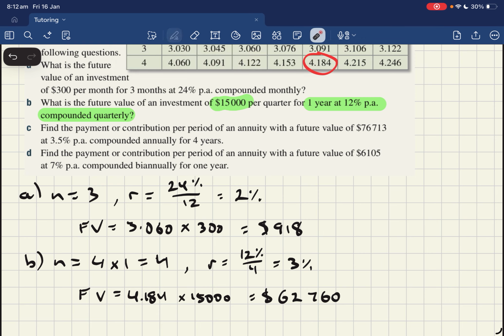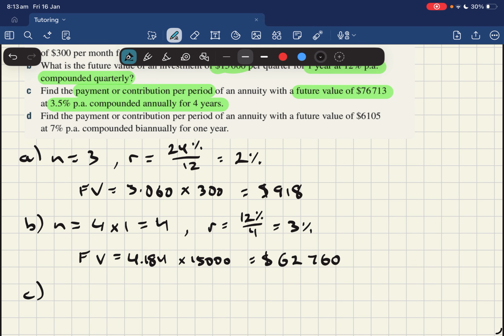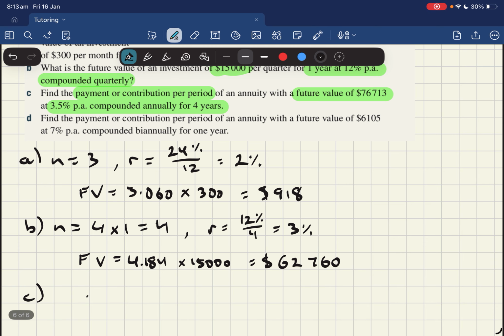Okay, now part C and part D are different. If you read the question, here it's asking us to find the payment or contribution per period. So we're not finding the future value. We've been given a future value and we've been given the rate and the number of years. So we still have to find the intersection, but when we do this, we're going to find the payment in a slightly different way. Now, part C, I'm going to find everything I need. We've been given a future value, 76,713. We need to find our intersection.